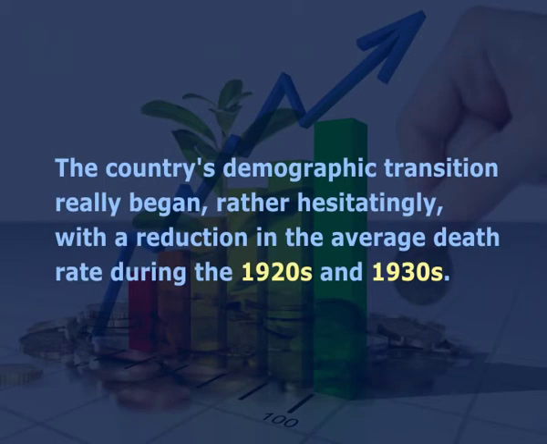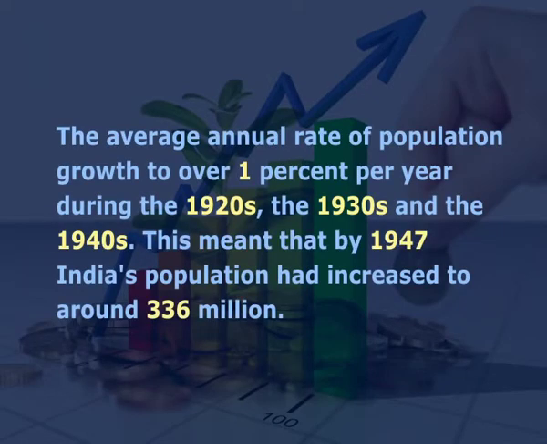The country's demographic transition really began rather hesitantly with a reduction in the average death rate during the 1920s and 1930s. These decades saw a decline in the frequency and the scale of major famines and epidemics, which previously had made people's life so incredibly precarious. As a result, there was a modest increase in life expectancy, and with the prevailing crude birth rate of about 45 per thousand, these small gains in mortality were sufficient to raise the average annual rate of population growth to over 1% per year during the 1920s, the 1930s and the 1940s. This meant that by 1947, India's population had increased to around 336 million.